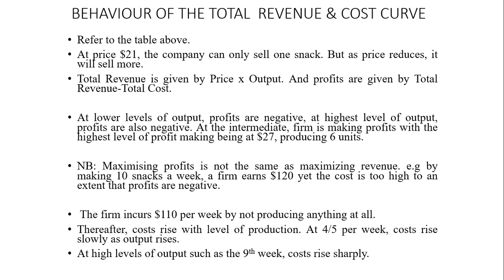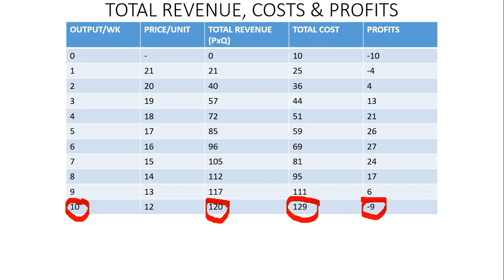Okay, so this firm has managed to produce 10 units and it's making a revenue of 120, and yet the cost is too high, making profit hit the negatives. So maximizing profit is not the same thing as maximizing your revenue.